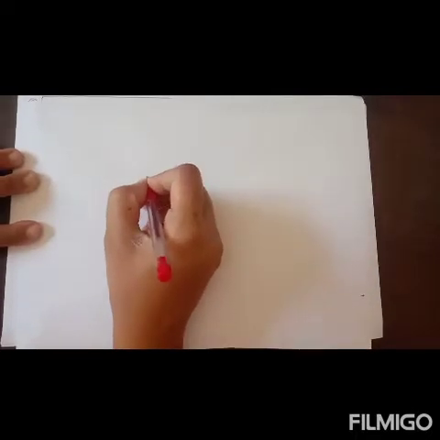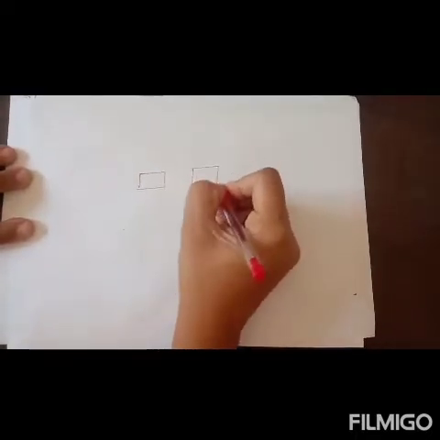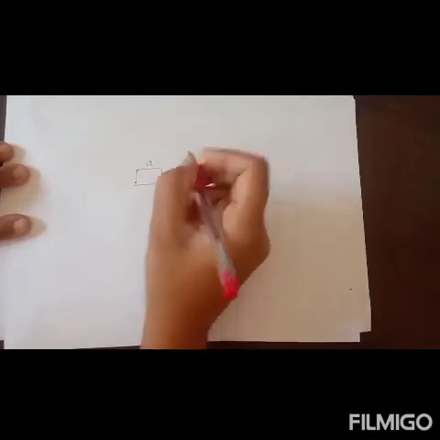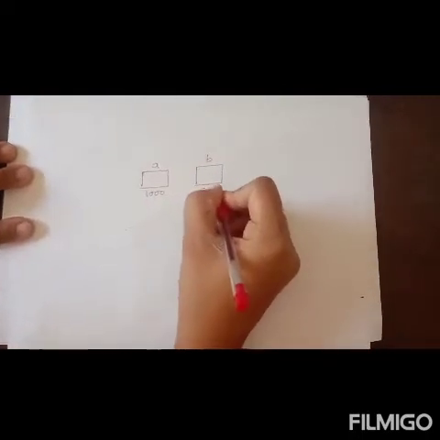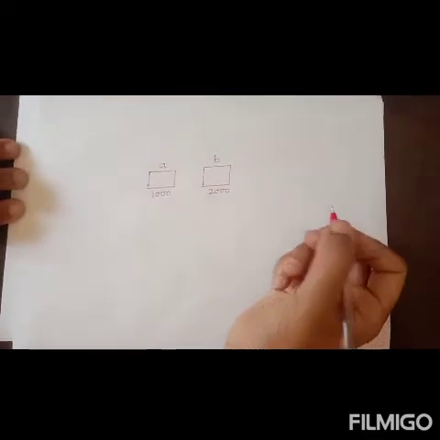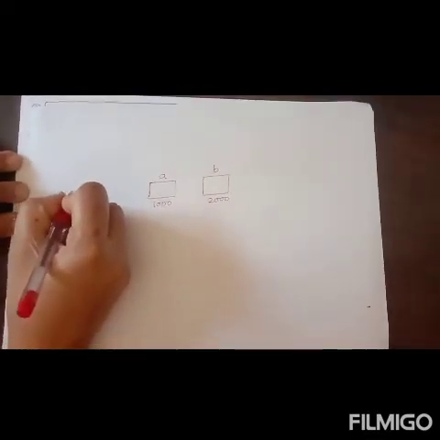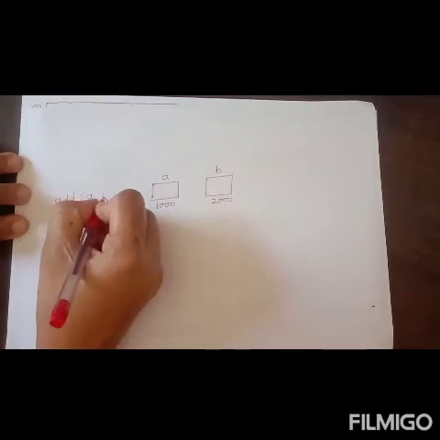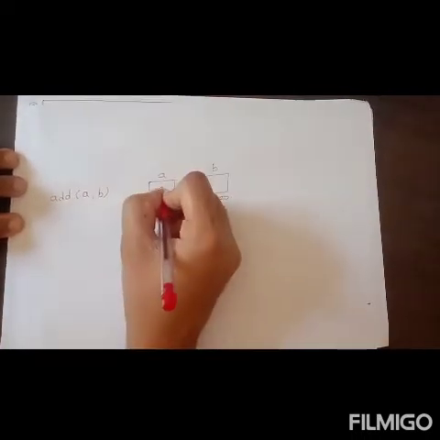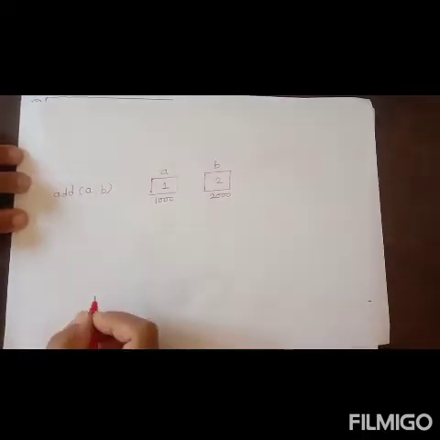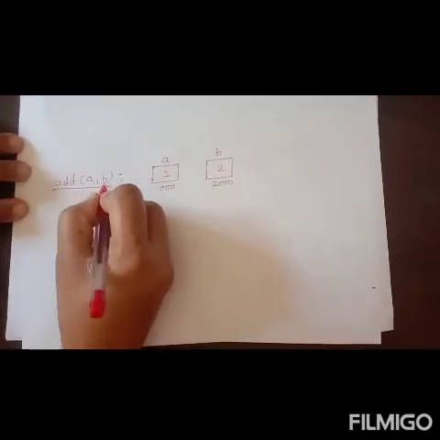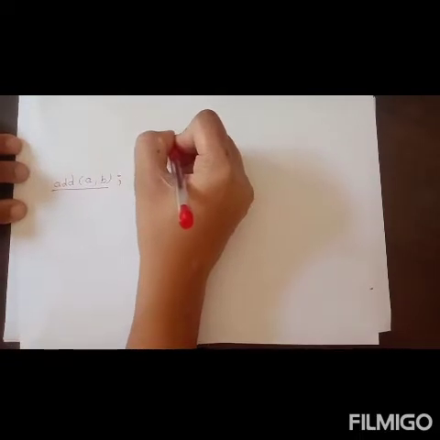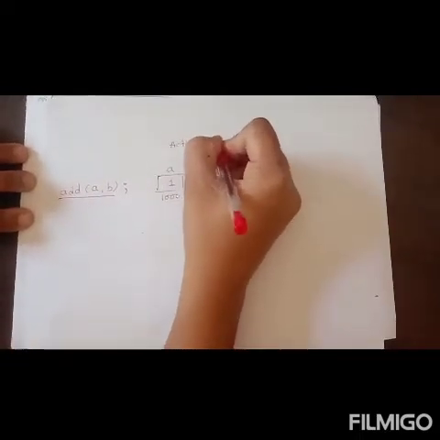Okay, so I'll just draw the diagram. This is A and this is B. Assume the memory for this is 1000, memory for this is 2000. With this add function I am sending A and B, which we initialized with 1 and 2. So whenever we call any function by passing A and B, these are called actual parameters.